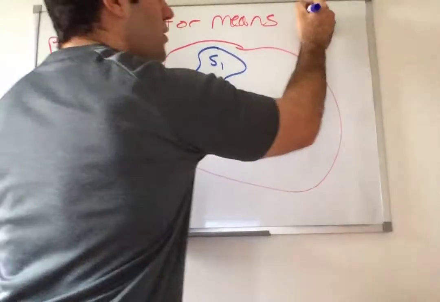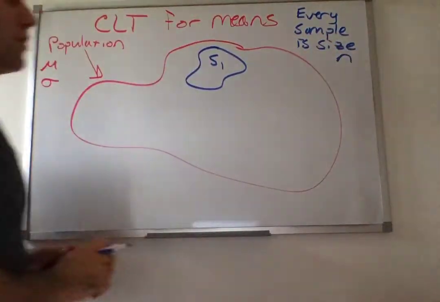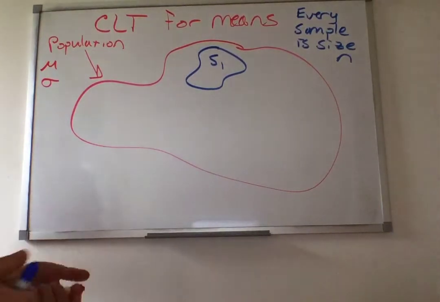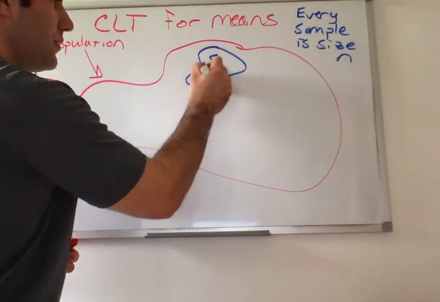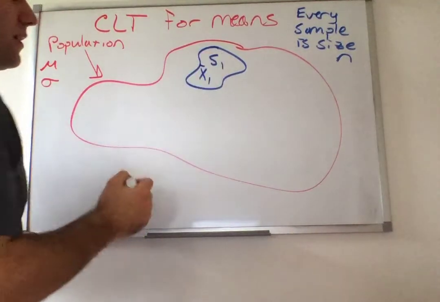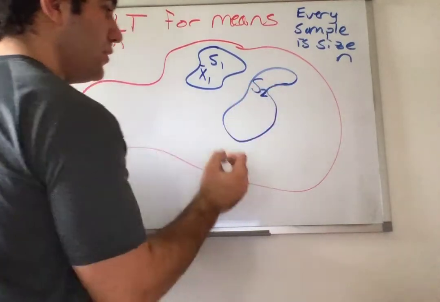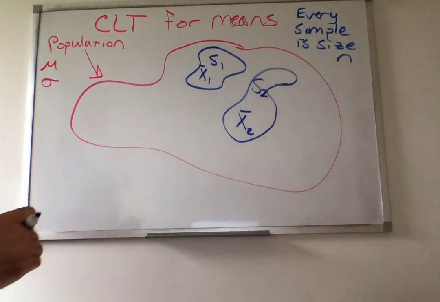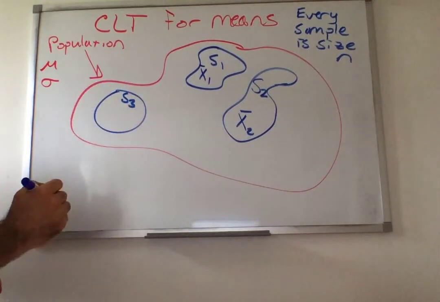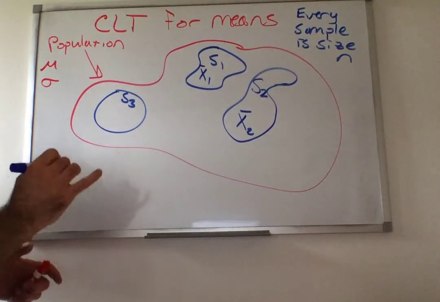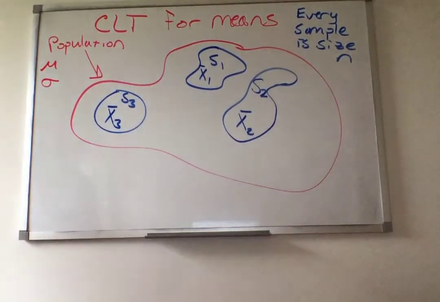They all have size n, so every sample is size n. You're going to fix the number of people or things you pull for each sample. This sample is going to have some x bar 1 for sample 1. If I pick another sample, sample 2, it's going to have its own average, x2 bar. If I have a third sample, sample 3, remember these are all size n. They all have the same size, even though I'm not drawing them the same size. This is going to have its own average, okay?